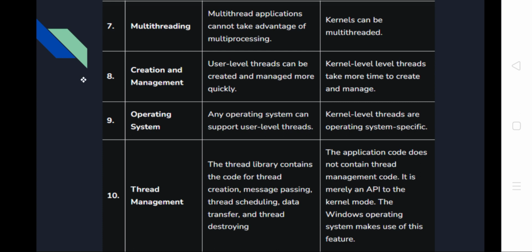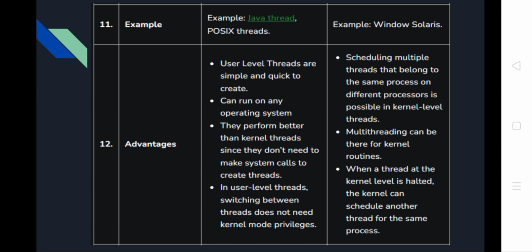So the next difference comes with the next parameter, the examples. For user level threads, the examples are POSIX threads and Java threads. In the case of kernel level threads, they are Windows and Solaris.